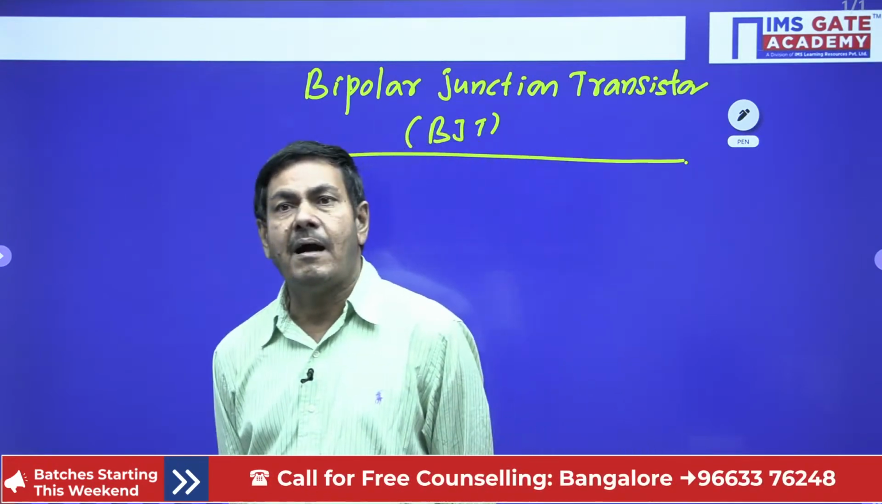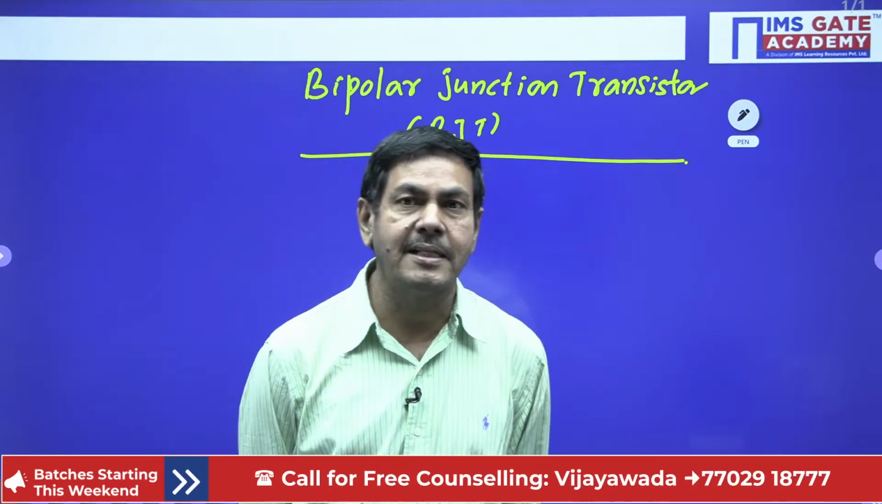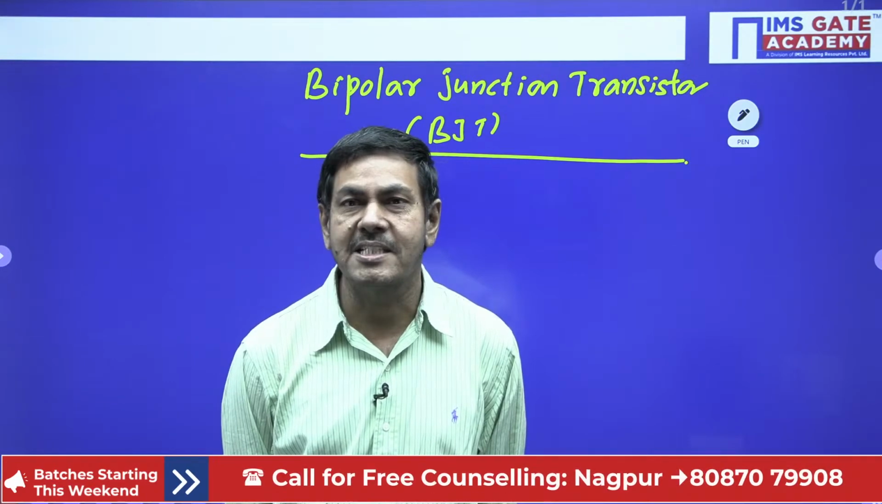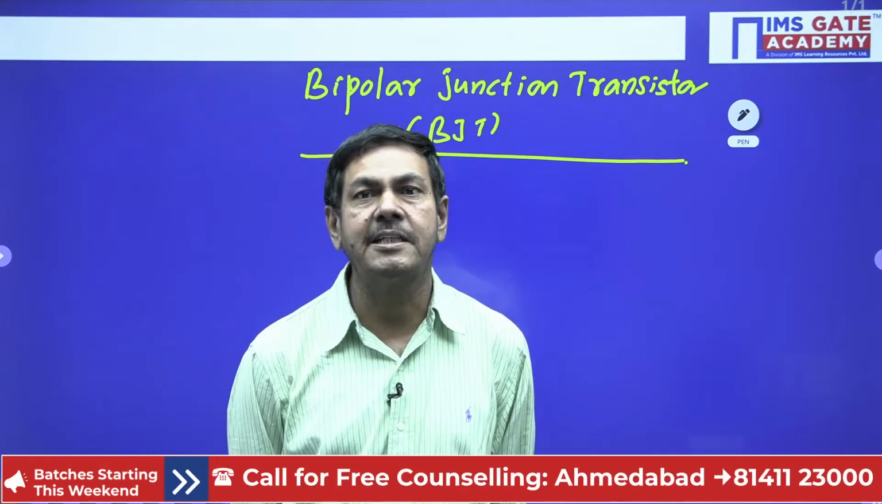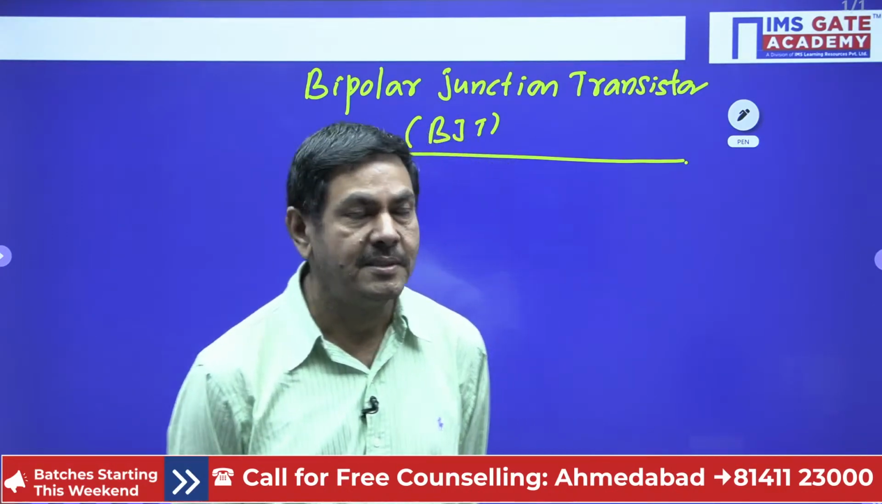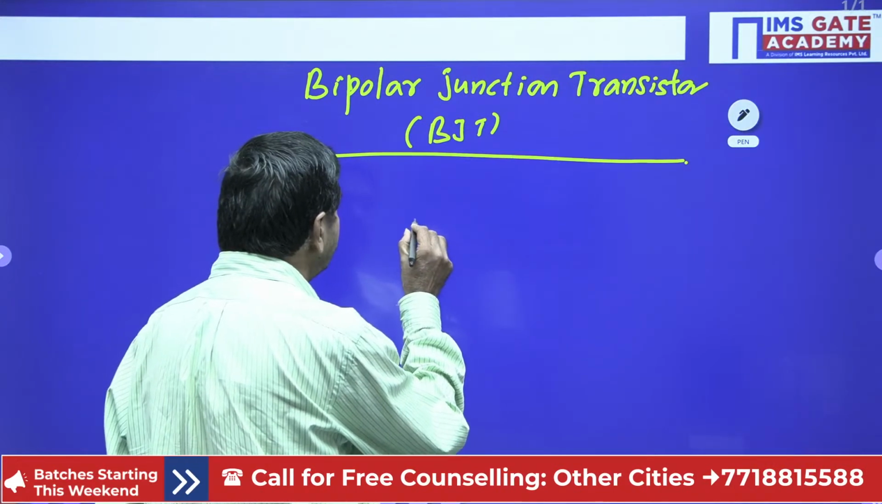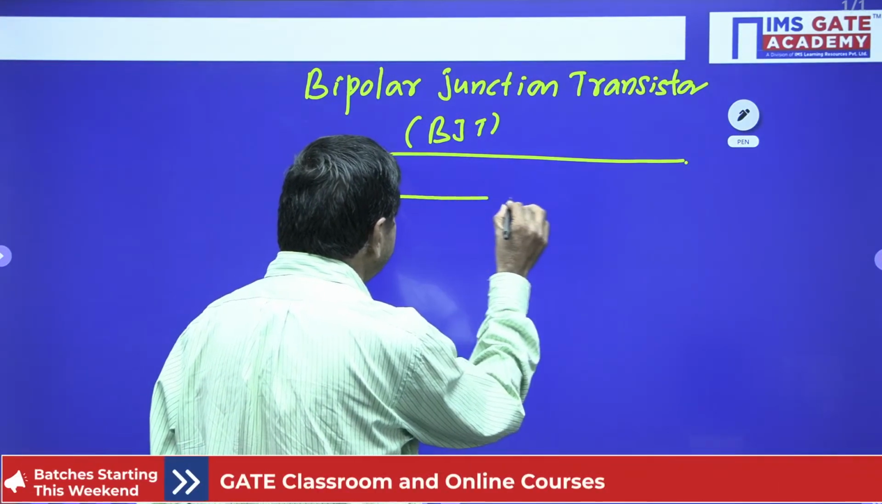But how will that structure be? What are the elements? What regions are existing? How many junctions will be there? How will the supply be connected? How will the doping concentration be made? Each and every point I would like to discuss. But we can draw the transistor in this way.